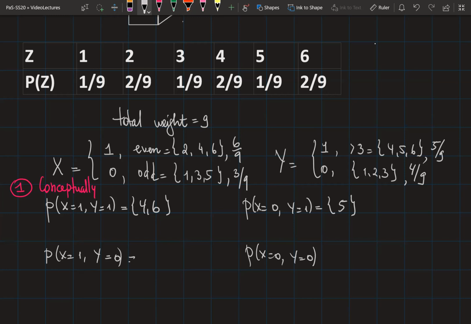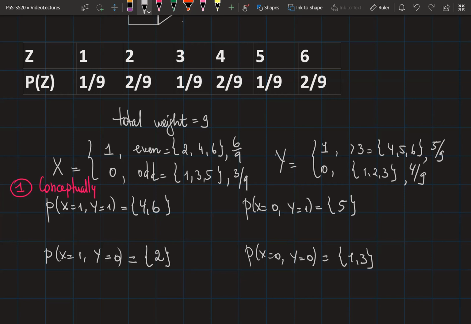So here the number should be less than or equal to 3, but it should be even. So there's only one number which satisfies this, it's only 2. And here the number should be less than 3 and an odd number. So there are two numbers which satisfy this, 1 and 3.